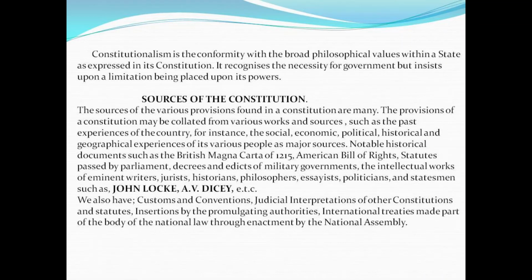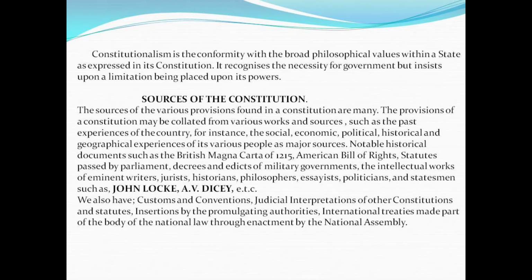Now, sources of the constitution. The sources are various, they differ. There are a whole lot. Sources is where we derive the constitution from. We have various historical and geographical experiences gathered over the years. We have notable historical documents like the British Magna Carta of 1215, the American Bill of Rights, the statutes passed by Parliament, decrees and edicts of military government, the intellectual works of eminent writers, jurists, historians, etc.